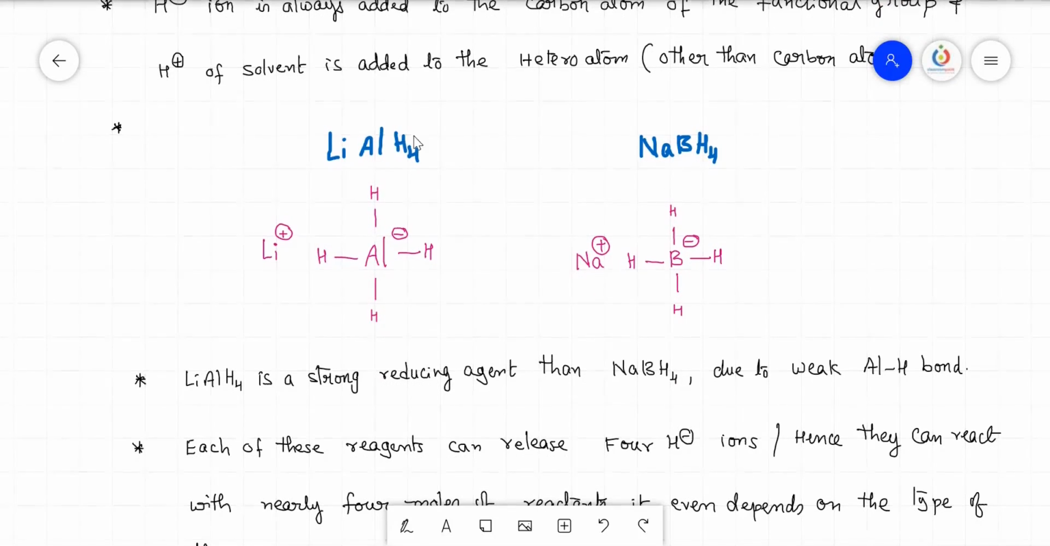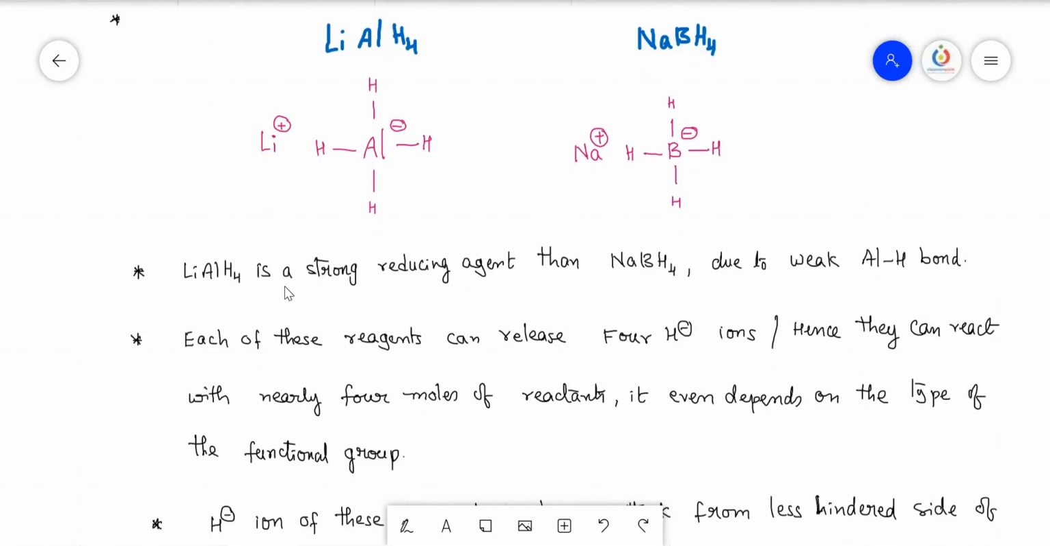Now you see these reducing agent structures, lithium aluminium hydride and sodium borohydride. These are the structures of both. And between these two, lithium aluminium hydride is a stronger reducing agent than sodium borohydride. Why? Because here the aluminium hydrogen bond is so weak. Aluminium is a metal and hydrogen is a non-metal, so a metal non-metal bond is weak. And here boron is a non-metal and hydrogen is also a non-metal, so a non-metal bond is a bit stronger than a metal non-metal bond.